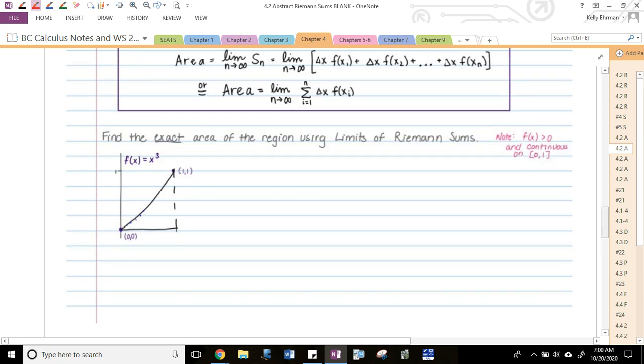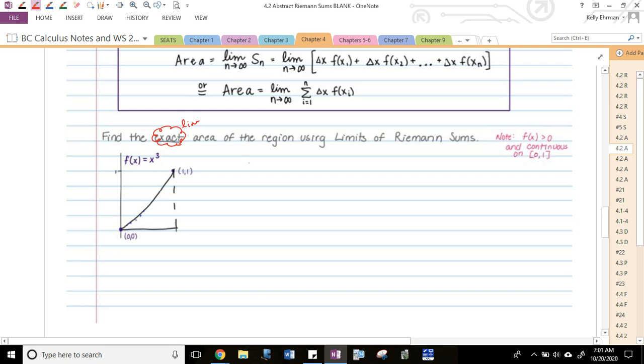So let's find the exact area, not approximated, the exact area, which means I'm going to have to use limit notation. Using limits of Riemann sums. And again, this only works if f of x is above the x-axis, greater than 0, and continuous on whatever interval you're looking at. So we're looking at 0 to 1.